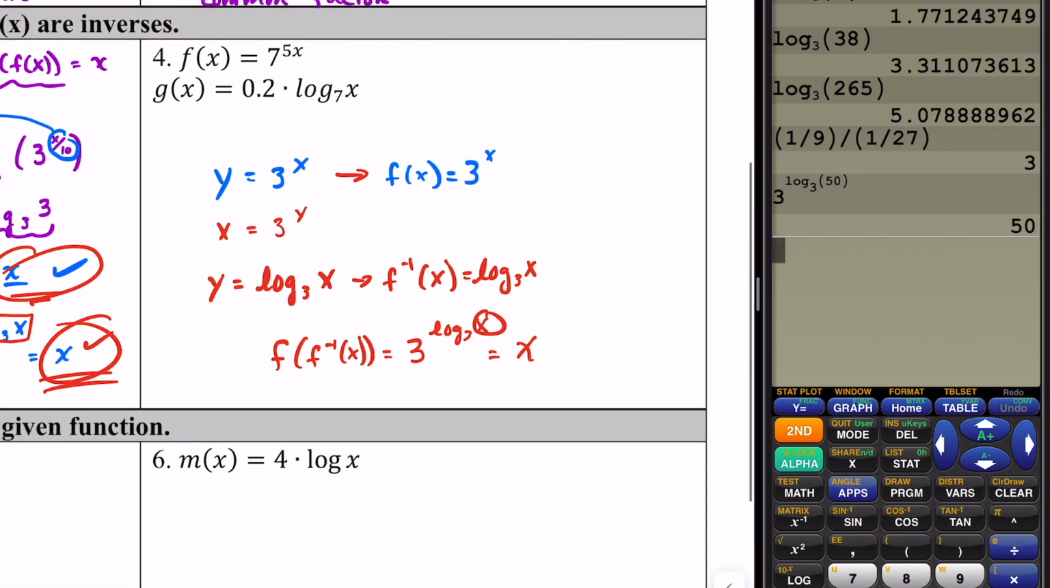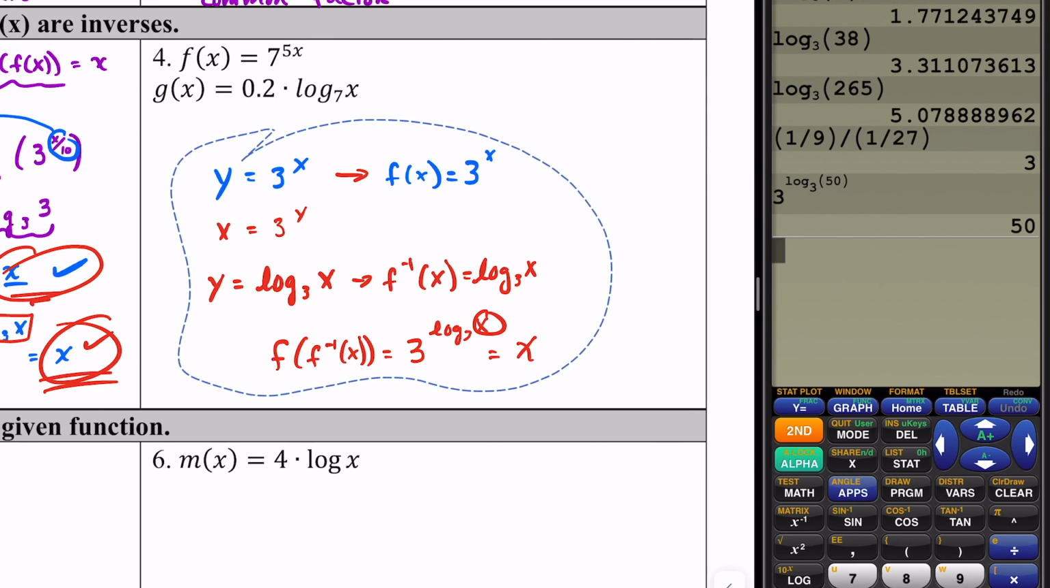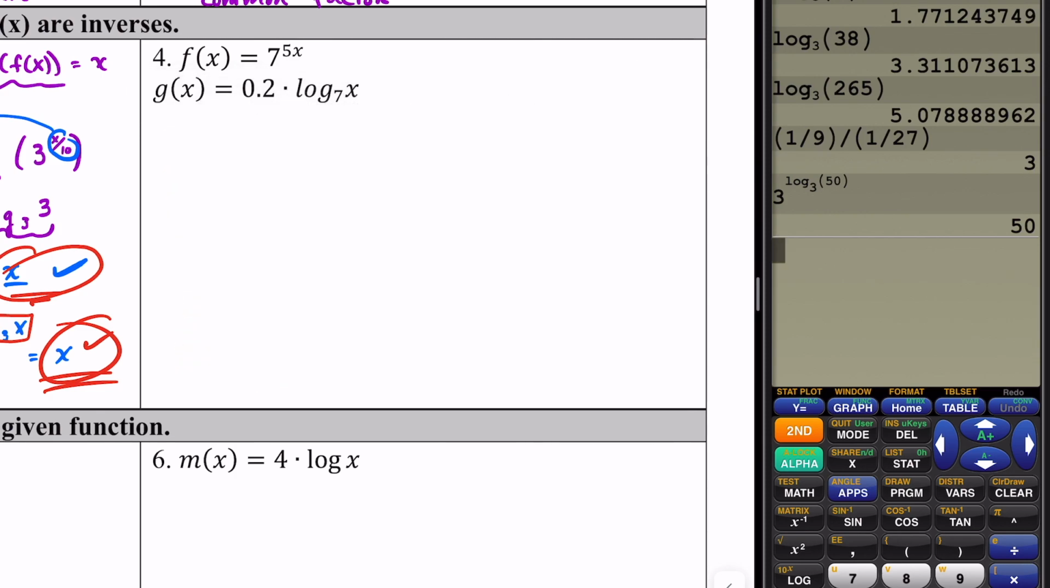All right, so let's jump to number 4 here. I'll try to stay on task with this one. So here's our next problem. f of x equals 7 to the 5x. g of x equals 0.2 log base 7 of x. And again, we're just going to see if we can prove they are inverses.